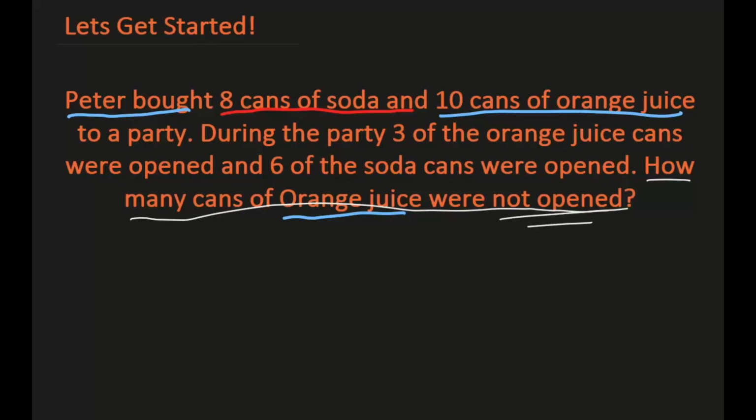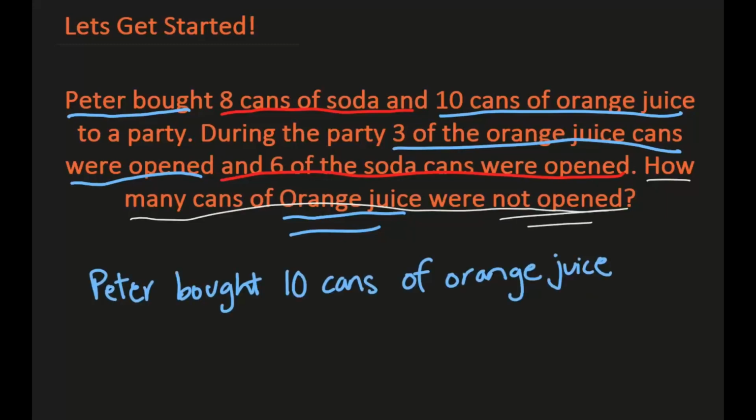There we go. Now we have, during the party, 3 of the orange juice cans were opened. We're talking about the orange juice, so that's why we're going to underline that. And 6 of the soda cans were opened. We don't need that, so I'm going to use red to underline that. So now we will write down our information.